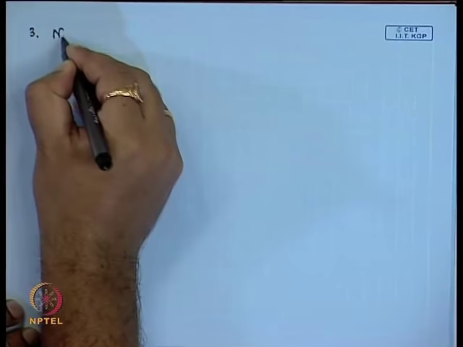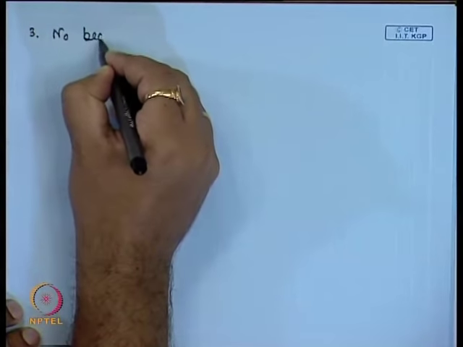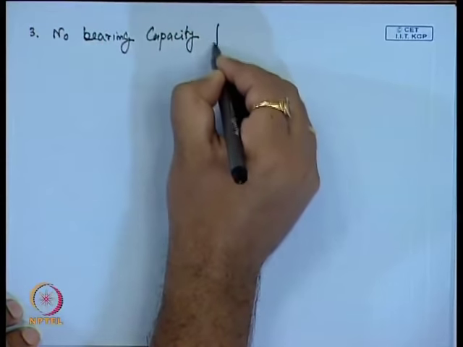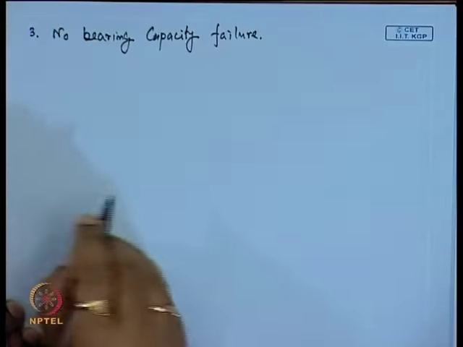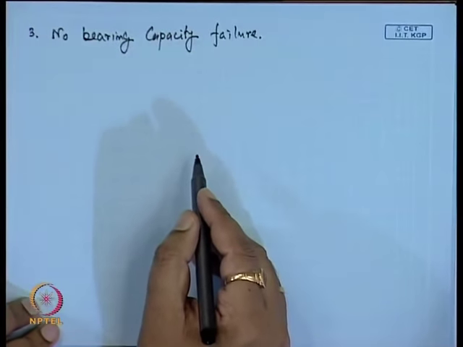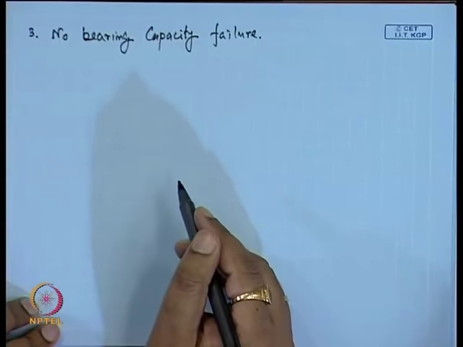So, the next check that we have to do is the bearing capacity check, that is, no bearing capacity failure. If the base soil or foundation soil is very poor, there is a possibility that the soil will fail because of the vertical load coming on that soil. So, we have to check whether this soil is capable of taking the load of this retaining wall, including the soil pressure that is coming on that foundation soil.